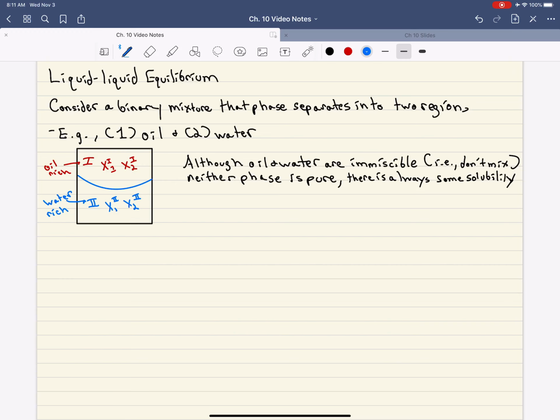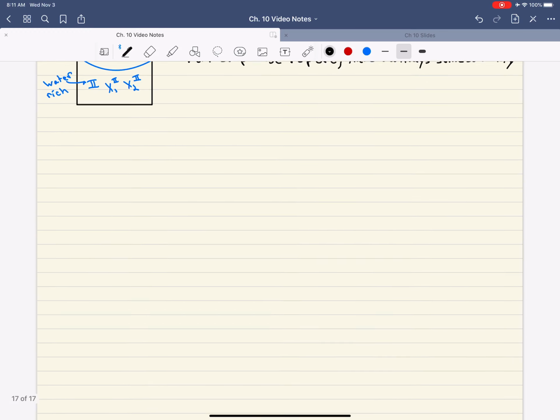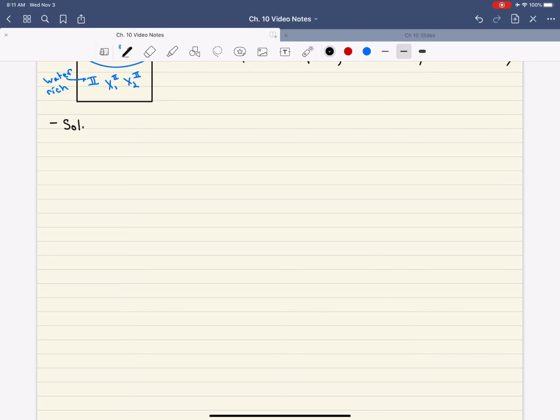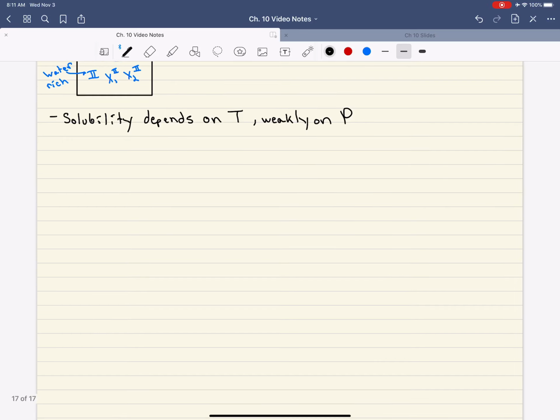Now this solubility of each of the species in each of the domains is going to depend very significantly on temperature, and also a little bit on pressure, but not that much. So when we're talking about liquid-liquid phase separation, in contrast to vapor-liquid equilibrium, we're mostly going to focus on temperature as our variable. And so we're going to look at a lot of TX diagrams.